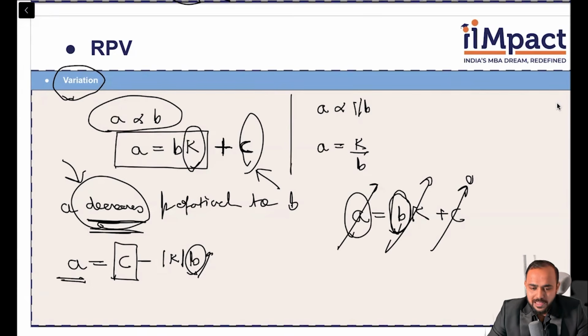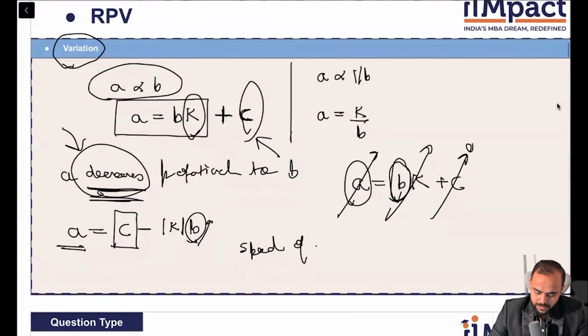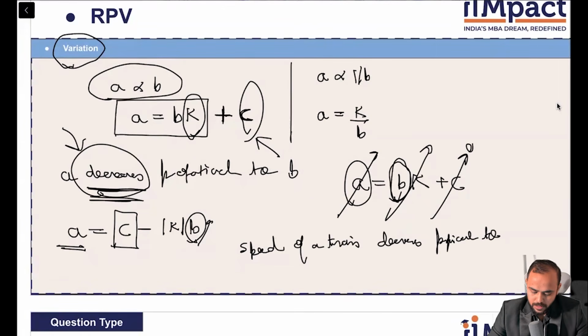For example, if I say, and this is a very common example I think you have seen in mocks, speed of a train decreases proportional to number of carriages attached to that train. So does common sense dictate that when there are zero carriages, speed of the train would actually be highest?